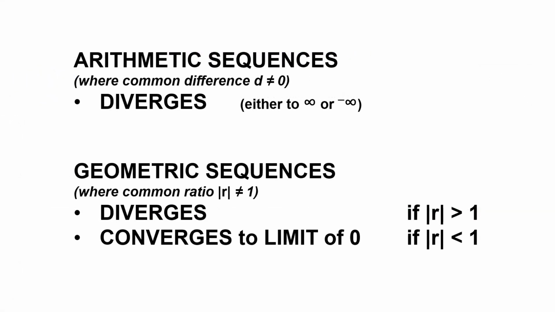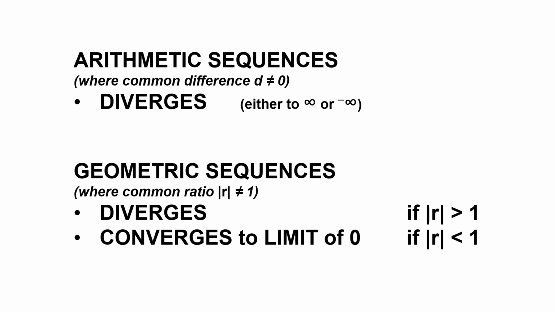If you're willing to overlook geometric sequences whose common ratios are either 1 or negative 1, and I'm willing to do so, then we can put these geometric sequences into 2 categories: those that diverge and those that converge to a limit of 0. And all you need to examine is the common ratio for each of those sequences. If the absolute value of the common ratio is greater than 1, the sequence will diverge. If you're going to multiply by 2, or multiply by negative 3, or multiply by positive 4, or multiply by negative 6, you're going to have a divergent sequence.